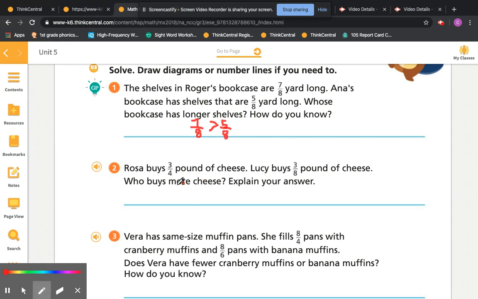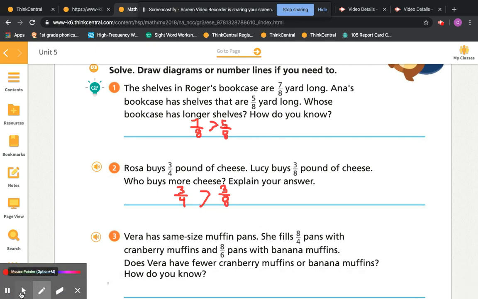So again, I'm going to write my fractions on top of the line, 3/4. I leave a space and then I write 3/8. And then for fractions that have the same numerator, the larger fraction will be the one that has the smallest denominator. So I'm guessing that 3/4 is greater than 3/8. All right?